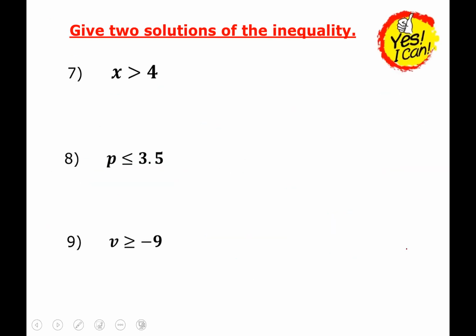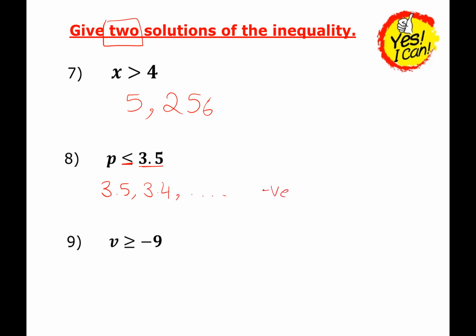Okay. These are a few more examples that you can solve and check your answers. So pause the video, solve, and then check your answers. X is greater than 4. It says give any 2 possible solutions. So it can be 5, it can be 256, it can be any positive number. P is less than or equal to 3.5. When I have an equal sign, that means this number is also included. So 3.5, 3.4, and any negative number. Minus means a negative number.